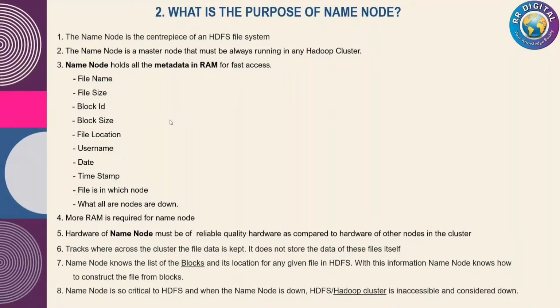That's why a high-end configuration machine is generally used for name node, and at the same time more RAM is configured for name node. Hardware of name node must be of reliable quality as compared to hardware of other nodes in the cluster. So only for name node do they generally use high-end configuration machines. For data nodes and other nodes, they can even use medium configuration or low configuration machines.